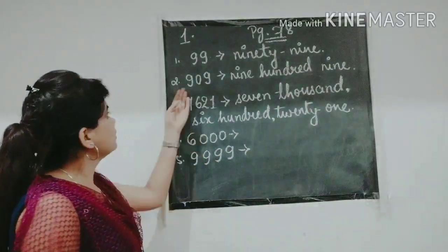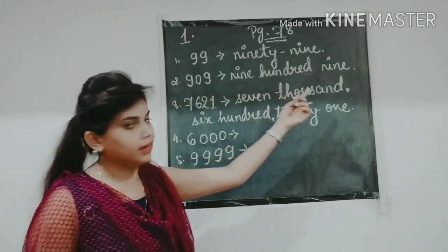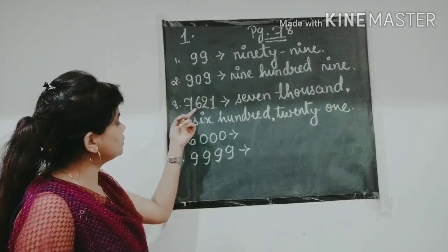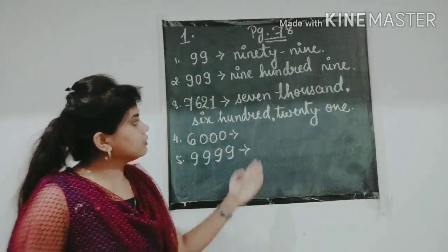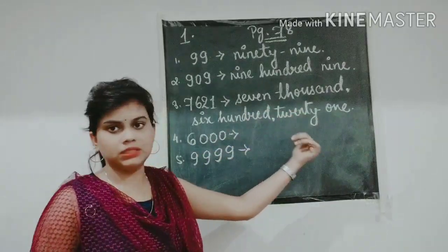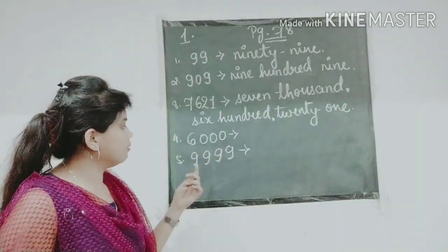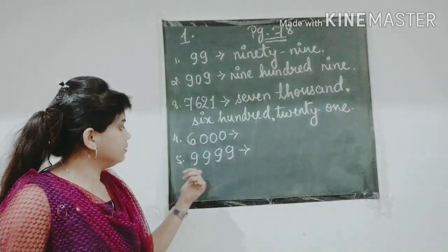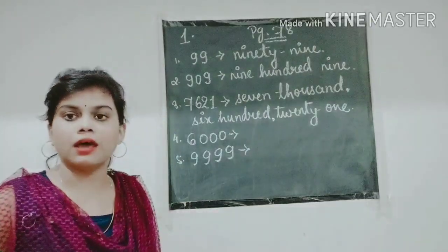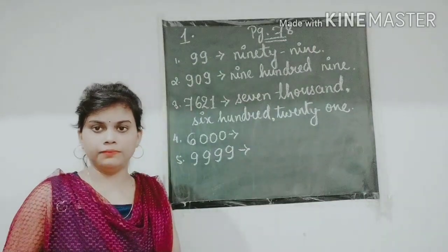Okay? Second one, 909, that is nine hundred nine. Third one, 7,621. It is written as seven thousand six hundred twenty-one. Okay? Now, question number 4, 9,999, that is nine thousand nine hundred ninety-nine. These two questions are your homework. Okay, you have to write it down in your textbook as well as in your copy.